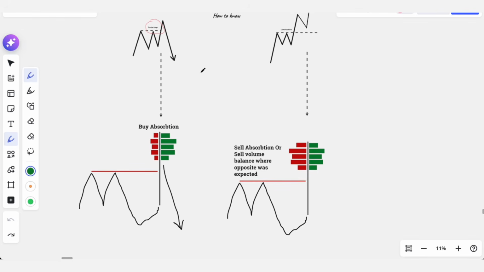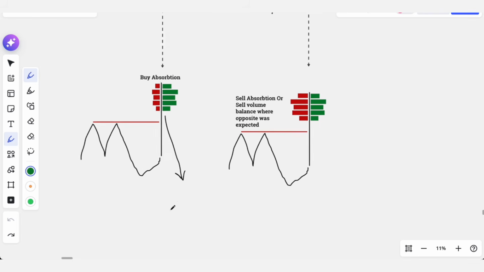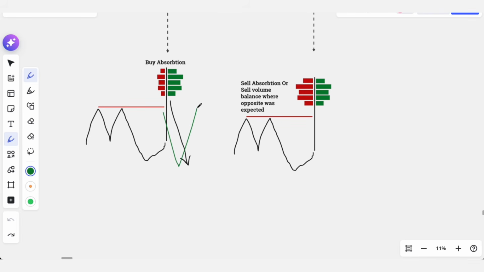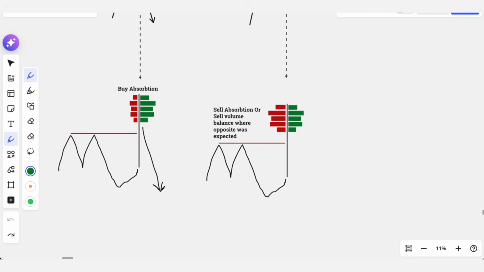I showed you here the short position by absorption, but on the sell side we have to observe the sell absorption, sell stops triggered, and the buyers balancing before the continuation. That's all for this lesson.